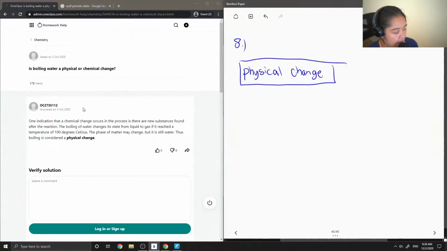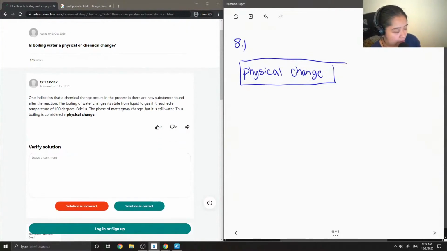An example of a chemical change is when a substance is transformed into one or more different substances. But when water is boiled, it is just changed to water vapor, so this is only a physical change.